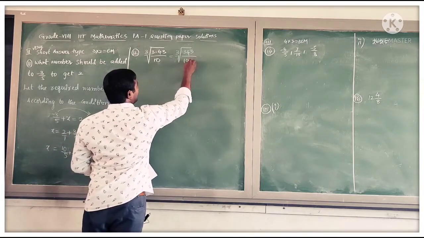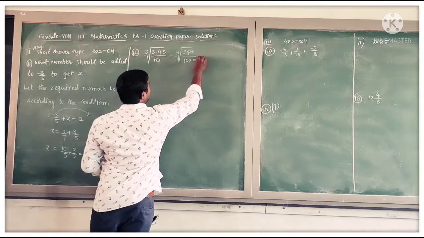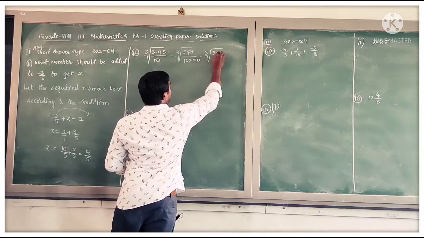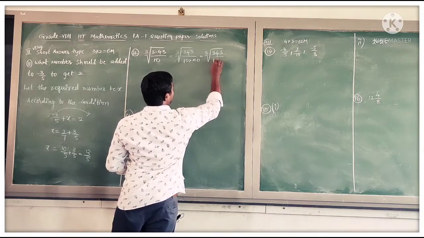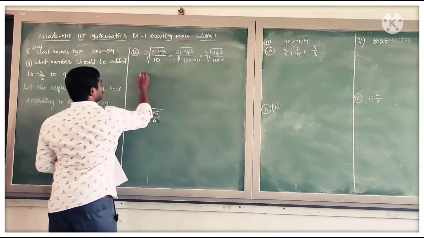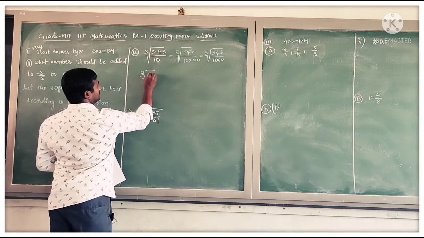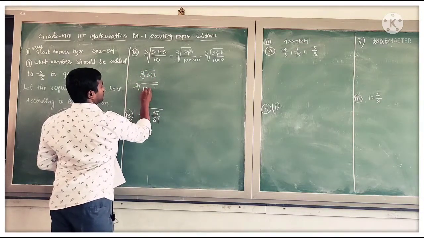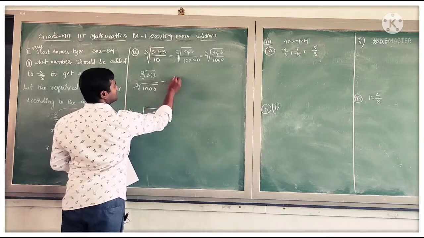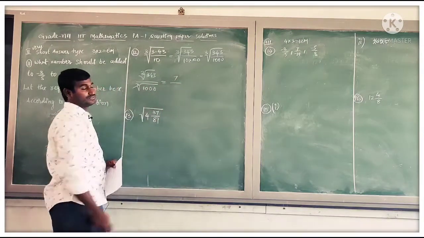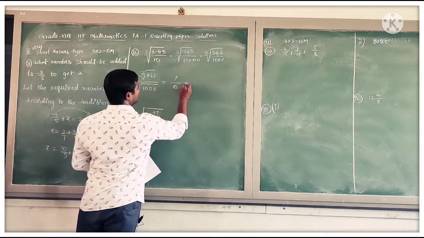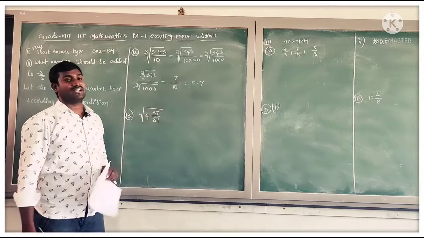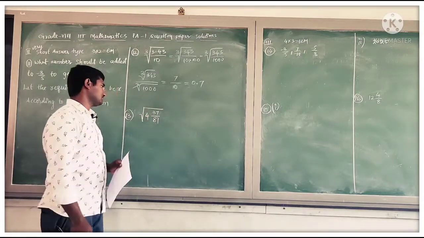So 343 by 100 is nothing but, 100 into 10, the cube root of 343 by 1000. So we can write the cube root of 343 by the cube root of 1000. The cube root of 343 is 7, the cube root of 1000 is 10. So 7 by 10, which is equal to 0.7. So the required answer is 0.7.